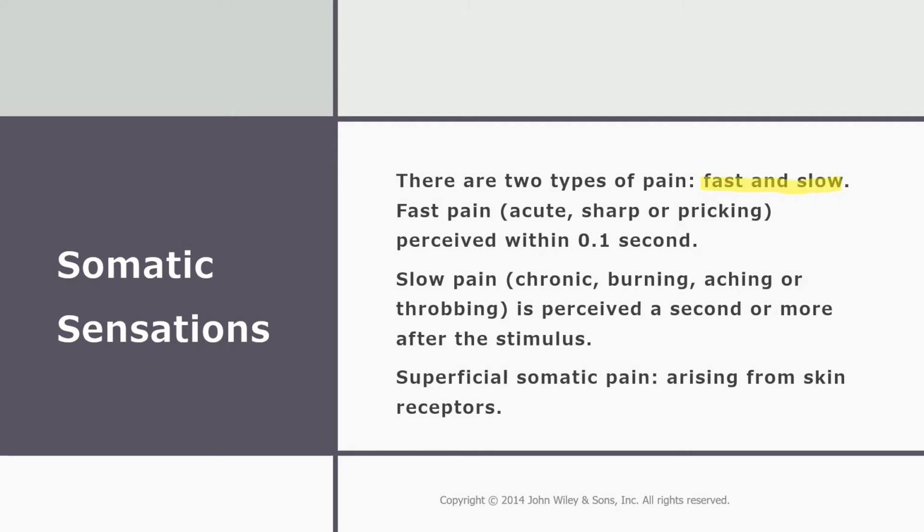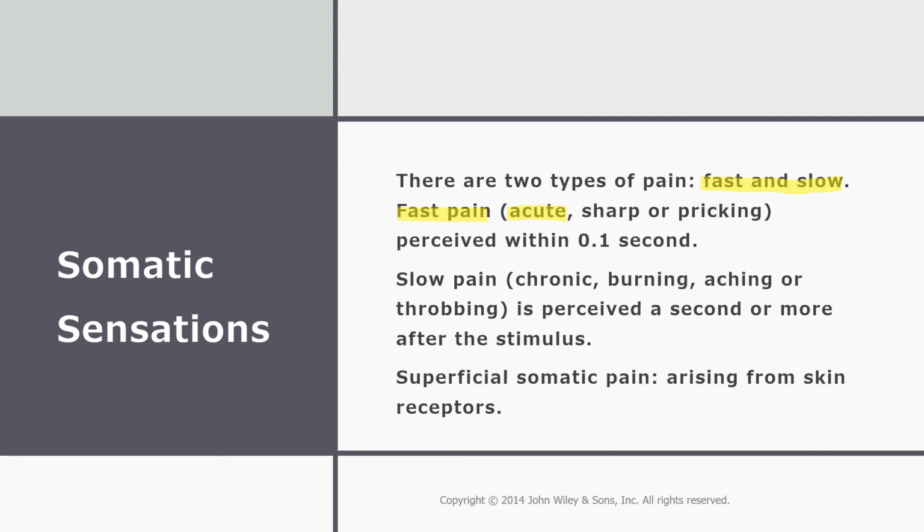The perception of fast pain occurs pretty rapidly, usually within 0.1 second after a stimulus is applied. And this is because nerve impulses will propagate along medium diameter myelinated A fibers. Now this type of pain is also defined as acute, which means short duration, also a sharp or prickling pain.